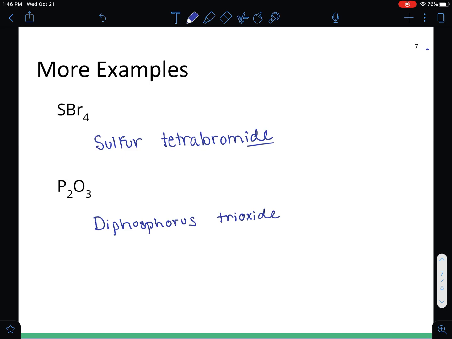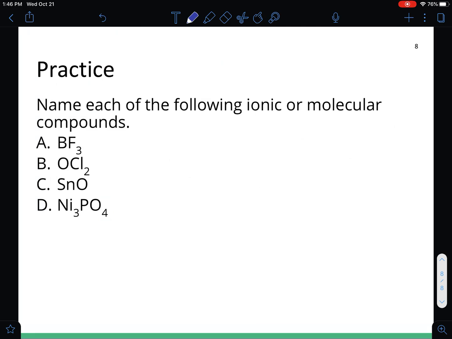All right, one more slide of practice. So again, I want you to pause the video and try these ones. First, identify if the compound is ionic or molecular. Then, for the molecular compounds, I want you to also name them. So please pause the video now, try this out. When you're ready for the answers, press play.